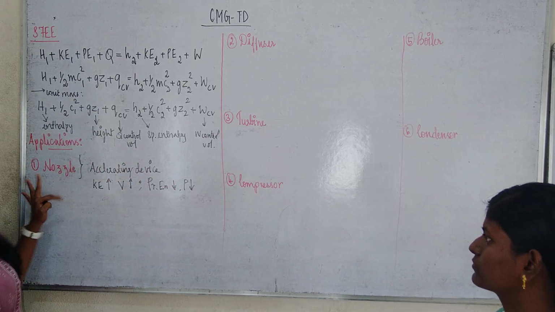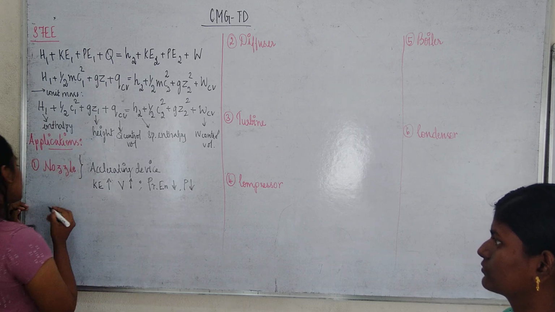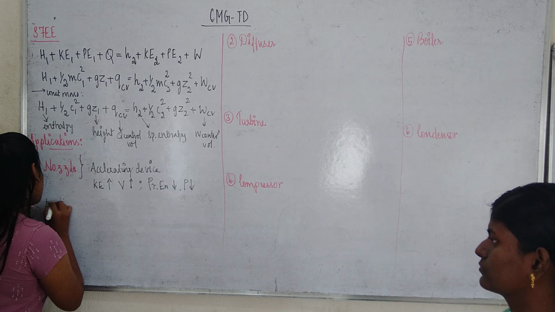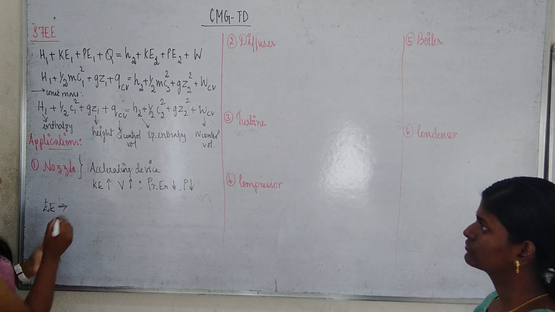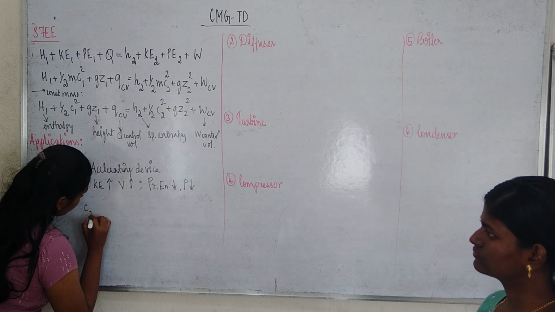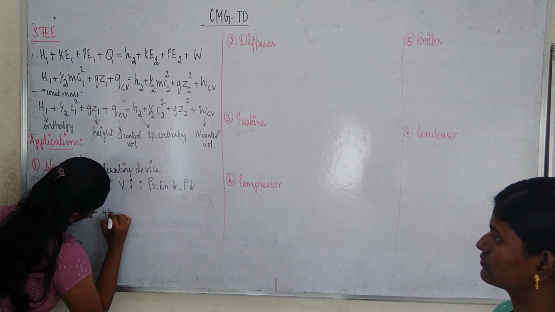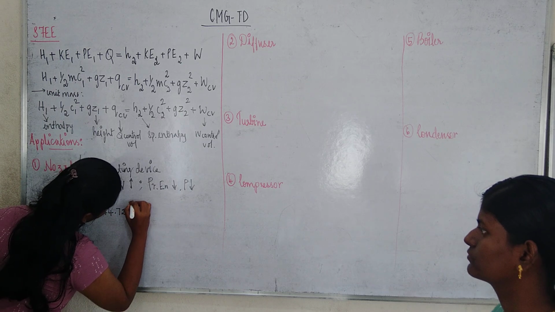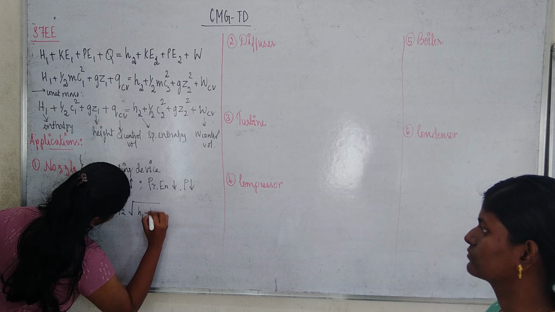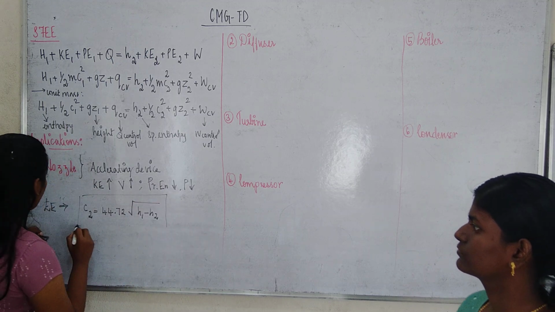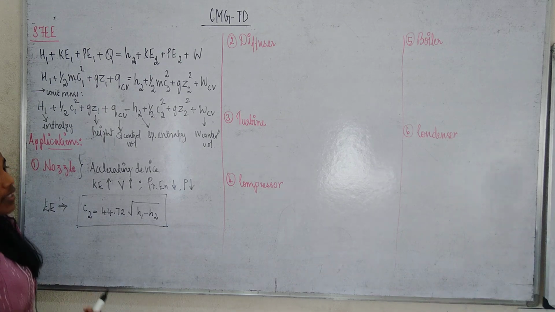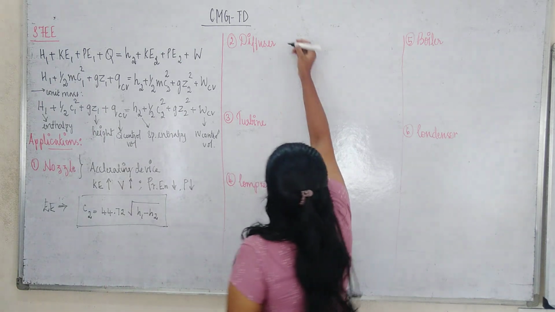So when we look at the nozzle, the energy equation for the nozzle is: in this we neglect C1 and take just C2. So C2 is equal to 44.72 square root of H1 minus H2. So this will be the energy equation of the nozzle.